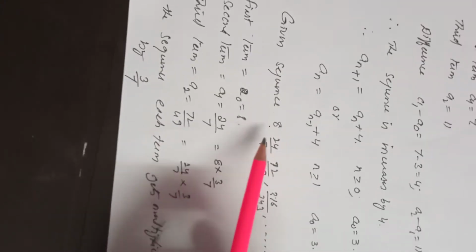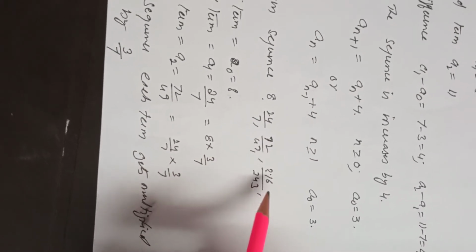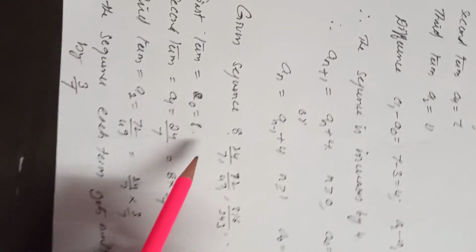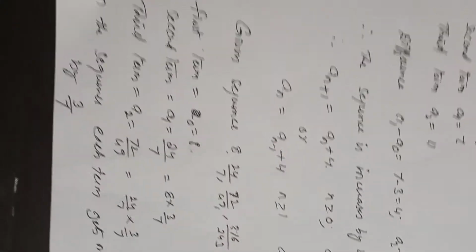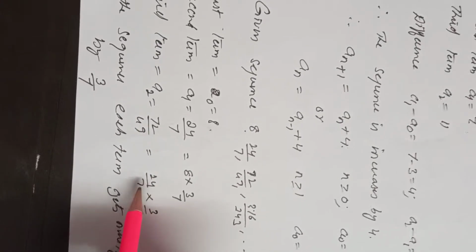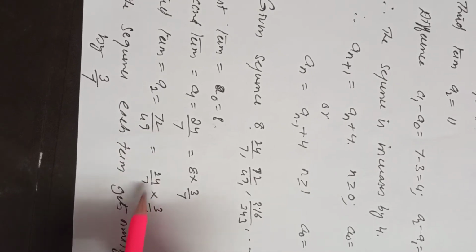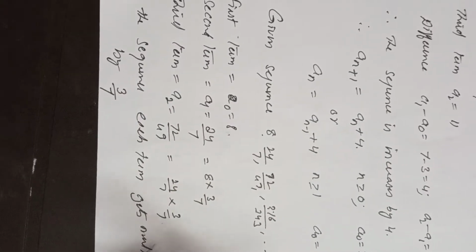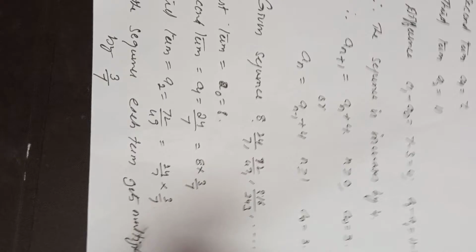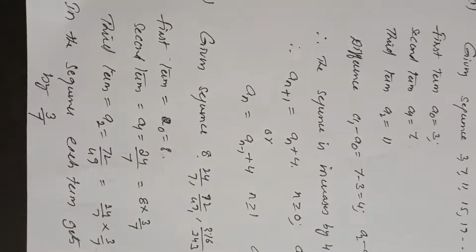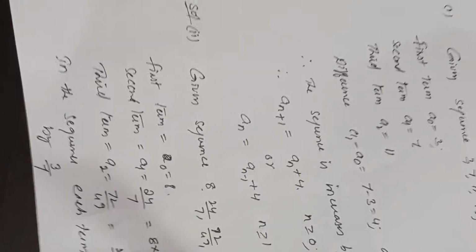The second one, given sequence 8, 24/7, 72/49, 216/343 and so on. The first term is a_0 = 8. The second term a_1 is 24/7, which is 8 into 3/7. The third term is 72/49, that means 24/7 into 3/7. The 24 3s are 72, 7 7s are 49. That means in the given sequence, the previous term is multiplied by 3/7, then you will get the next term. That means each term gets multiplied by 3/7.